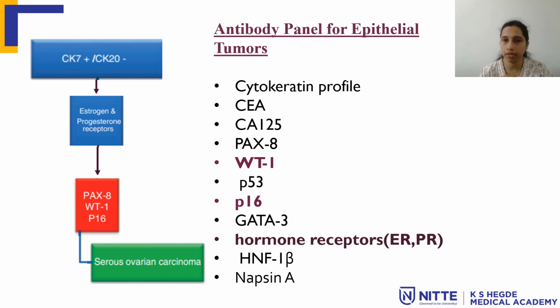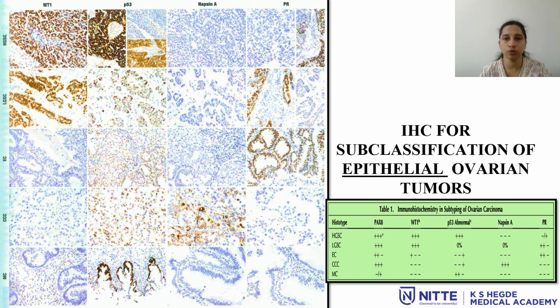So these are the panel of antibodies which we use for differential diagnosis of epithelial tumors. The most important first step is the cytokeratin profile having CK7 and CK20. We can also use CEA, CA125, PAX8 which tells that it is Mullerian origin, WT1 and P53 which are positive in serous carcinoma, GATA3, hormone receptors ER and PR, which are also positive in gynecological malignancy, HNF1 beta and napsin A. So these are the set of panels which we use.